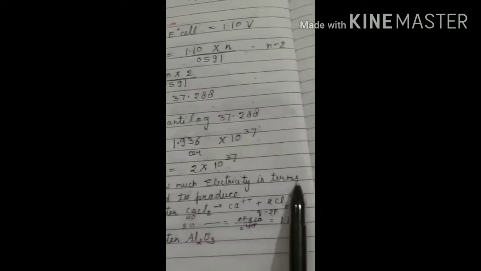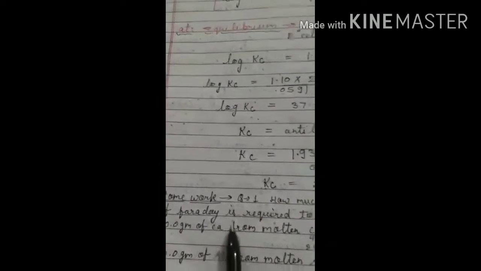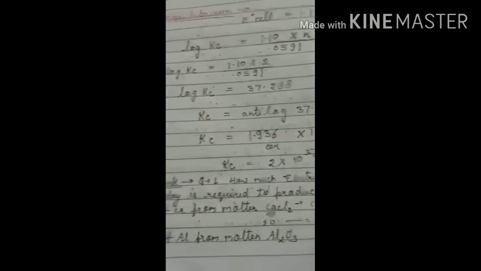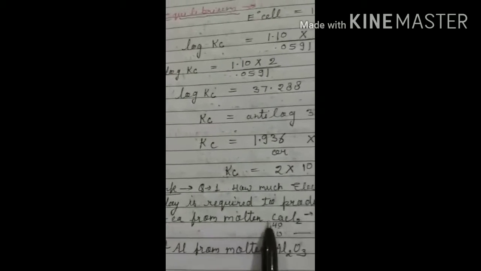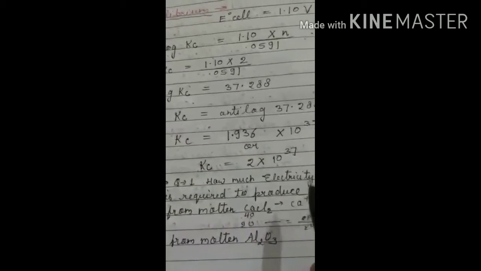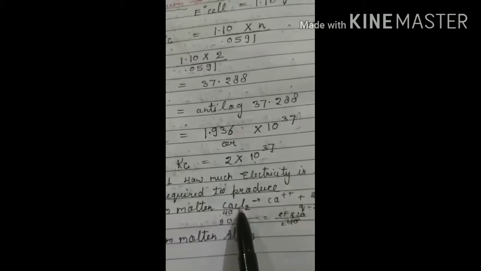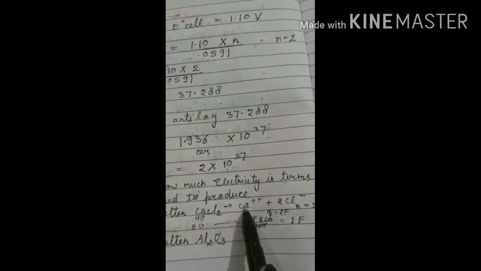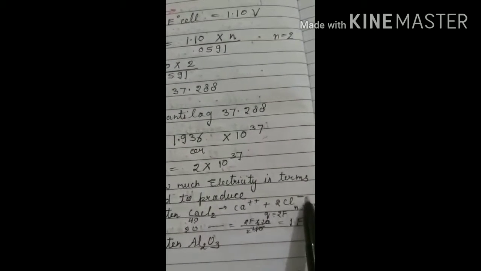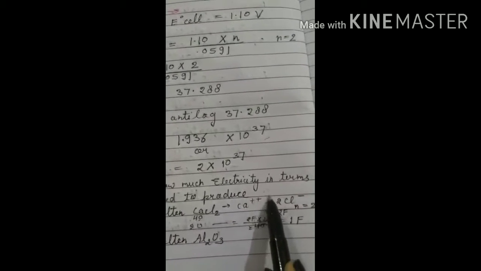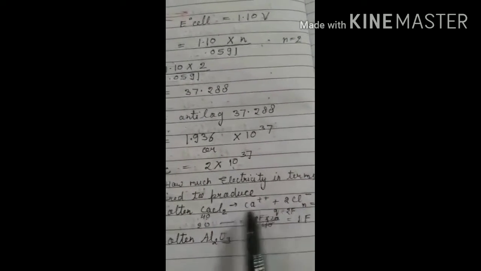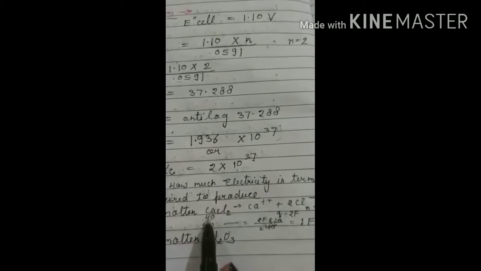Okay. So the homework for today, the first question: how much electricity in terms of Faraday is required to produce 20 gram of calcium from molten calcium chloride? Whenever calcium chloride is ionized, it will ionize into Ca2 positive plus 2Cl negative. So here, if you see, the number of electrons will be 2. And the atomic mass of calcium is 40.